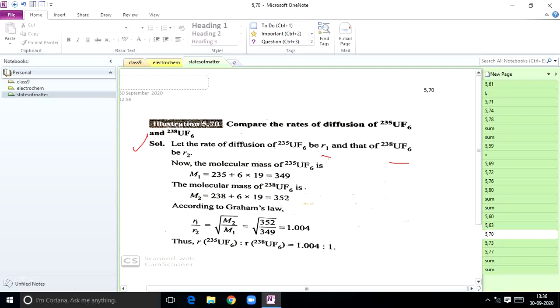Uranium 235 plus 6 fluorine, 6 into 19, 349. This is M1 he has taken. Next M2, 238 you have to take. 238 plus 6 into 19, 352.